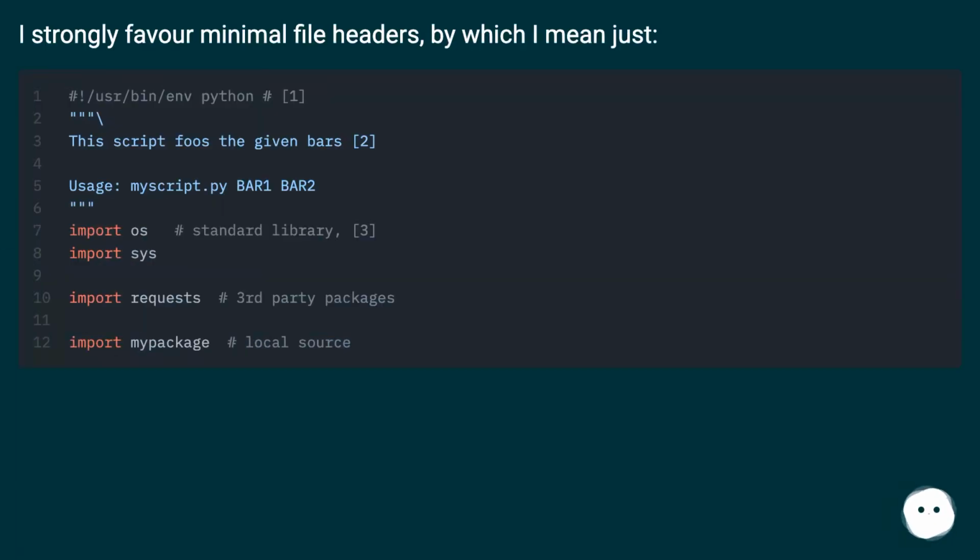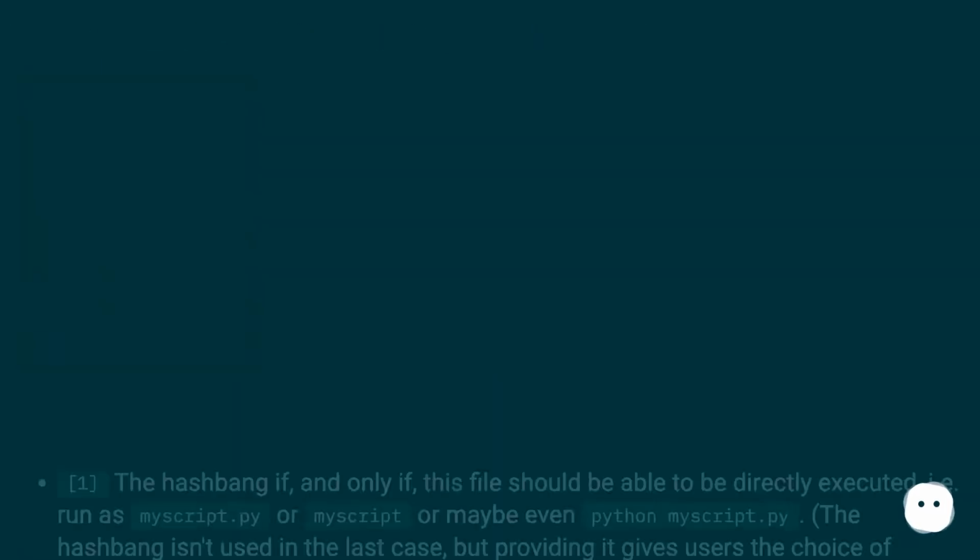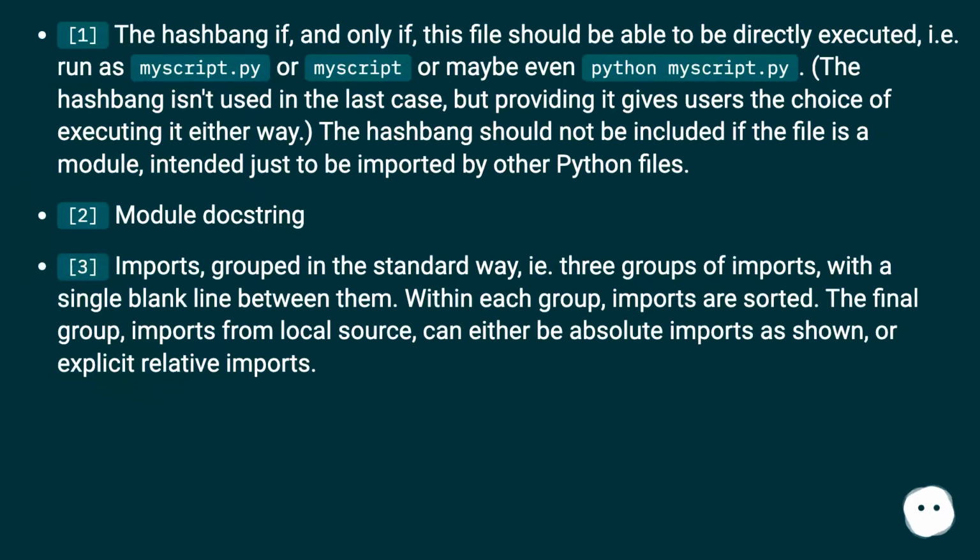I strongly favor minimal file headers, by which I mean just: 1. The hashbang if, and only if, this file should be able to be directly executed, i.e. run as myscript.py or myscript or maybe even python myscript.py. The hashbang isn't used in the last case, but providing it gives users the choice of executing it either way. The hashbang should not be included if the file is a module, intended just to be imported by other Python files. 2. Module docstring. 3.